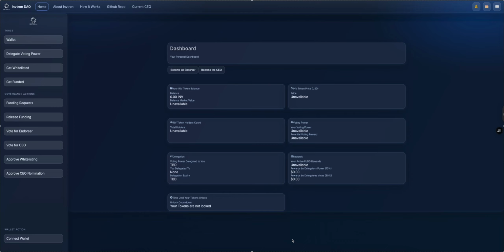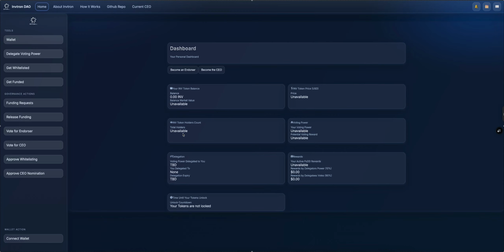I am very excited, as usual, in these days. Today we want to show you and share with you the dashboard of Invitron DAO. Of course, now it's not connected to the mainnet; it's connected to the testnet, which is Sepolia. The mainnet will be launched after the token sale, of course.